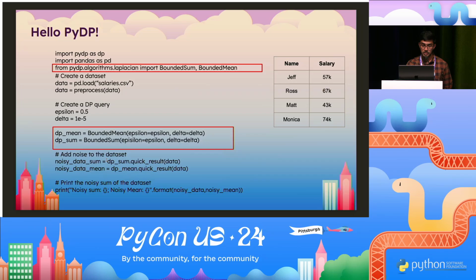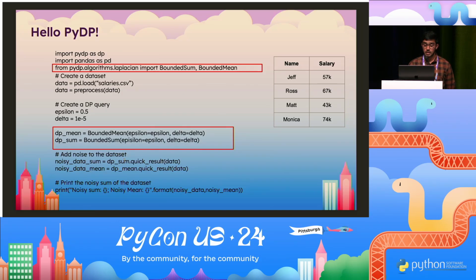And how I do it is I do a quick result. Every algorithm comes equipped with a quick result method, which does two things. First, it adds noise to the data, and then it also computes whatever algorithm you have chosen, in this case bounded mean, for example, and bounded sum, on that particular data.